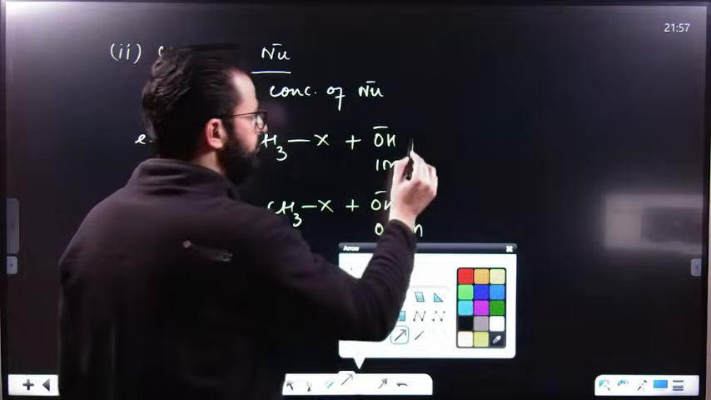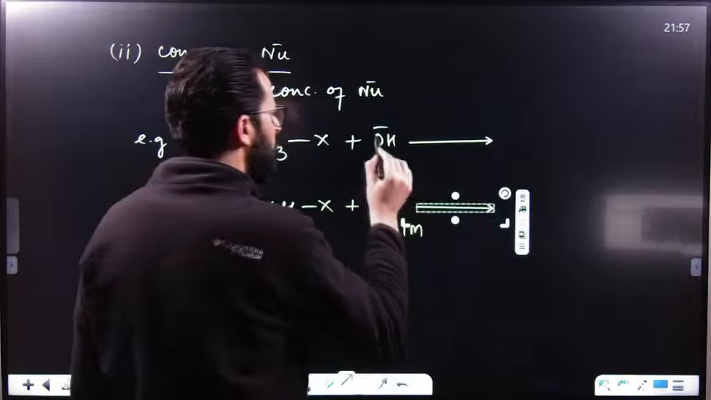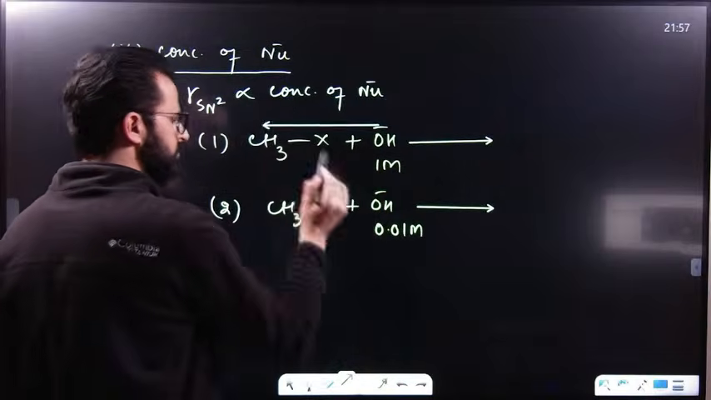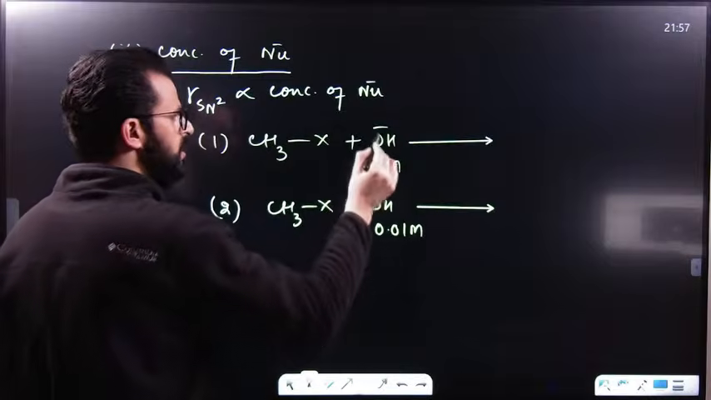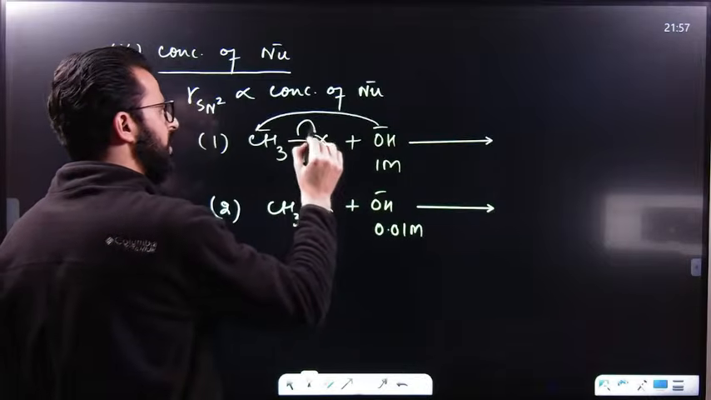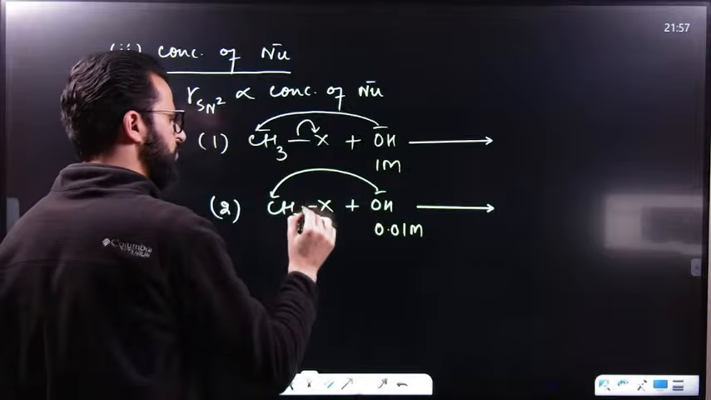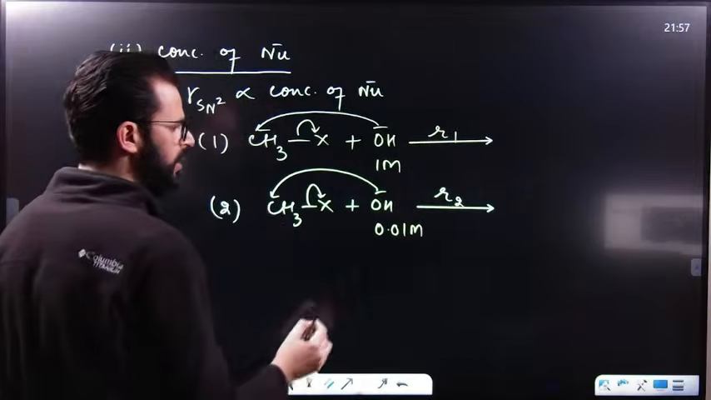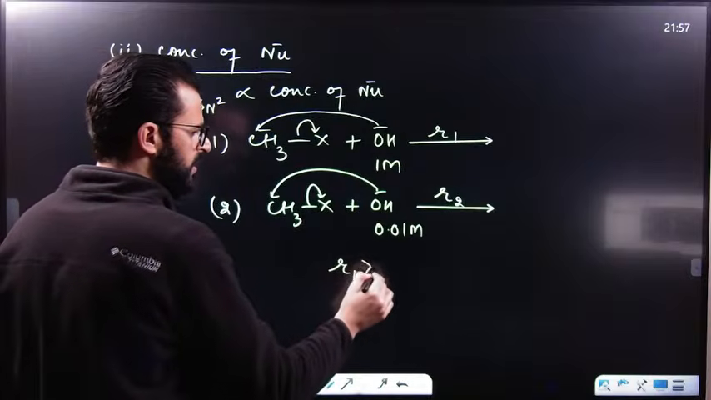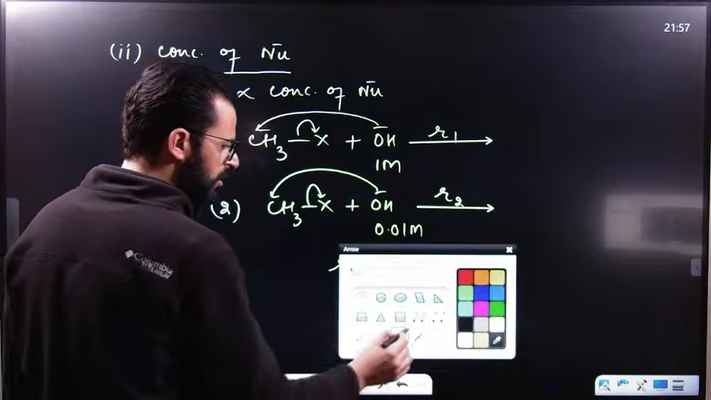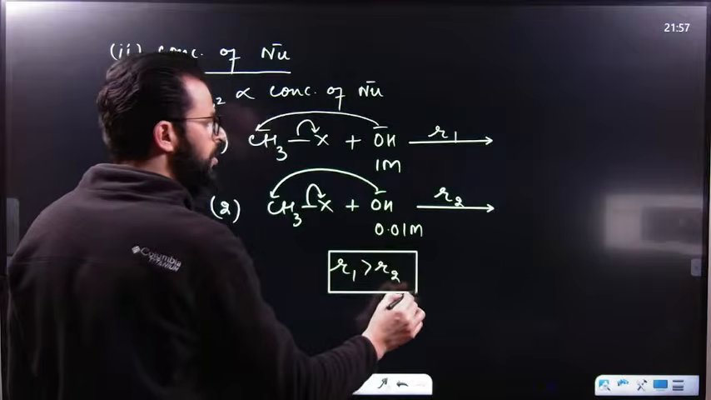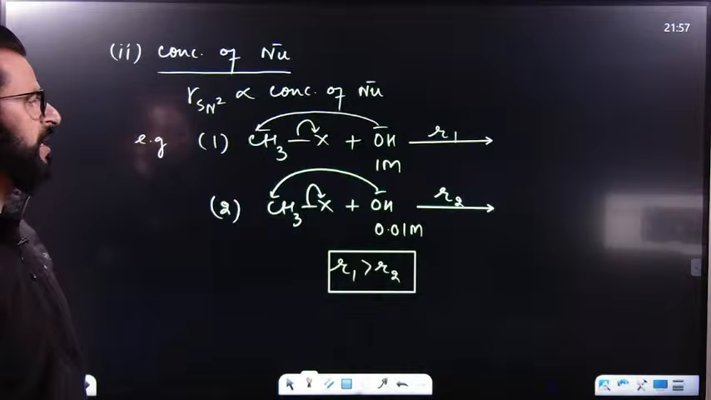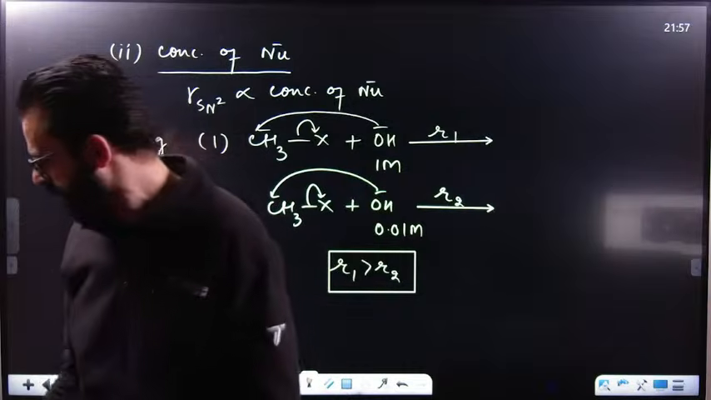Now what will happen? This will attack, this will attack to this and X will leave, this will attack to this, X will leave. But if this has rate R1 and this has rate R2, we will simply say R1 is greater than R2. Why? Because here the concentration of nucleophile is more. So the more the concentration of a nucleophile, the faster will be the SN2 reaction. I hope this is clear to everyone.